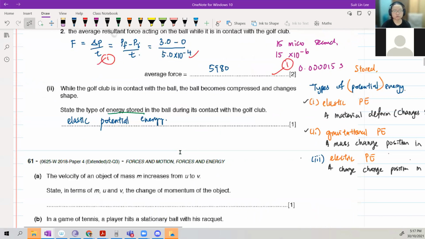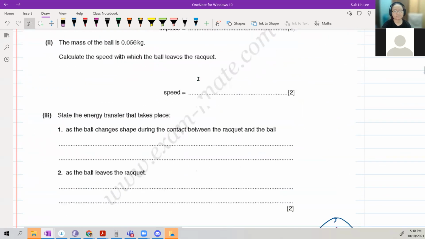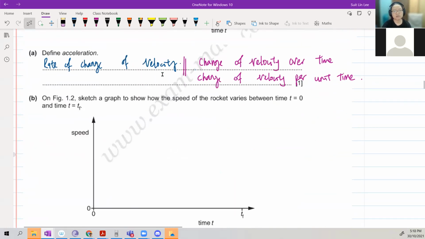If you go back to your notes and this part here, acceleration, it's change in velocity divided by the time taken for the velocity to change. Okay, next part. Sketch a graph to show how the speed of the rocket changes between 0 to t1. I want to do a quick sketch of the acceleration graph at the side here.